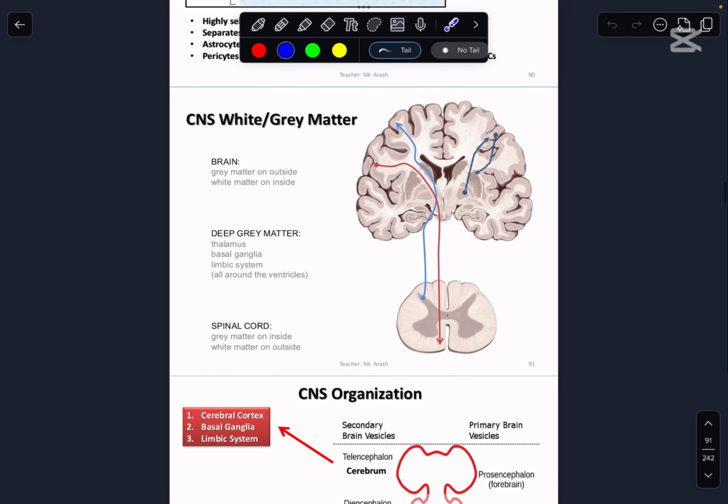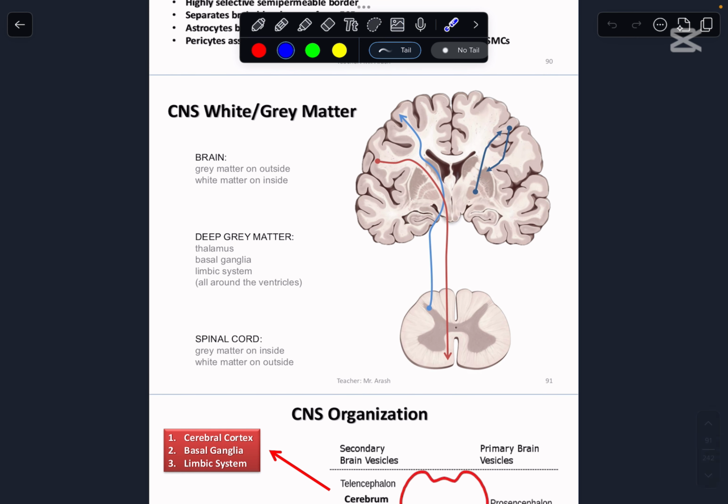What we see here in this slide is basically showing this difference in the location of the gray matter and the white matter between the brain, which is basically on the top here, and the spinal cord, which is here. Okay. Now the brain gray matter, as you can see, is on the outside, right? Whereas the white matter is on the inside. Okay, so that's the first thing you should know.